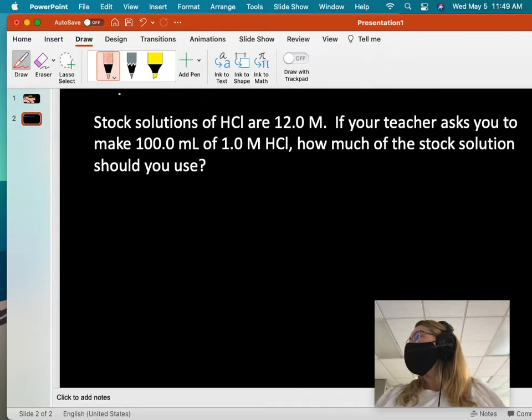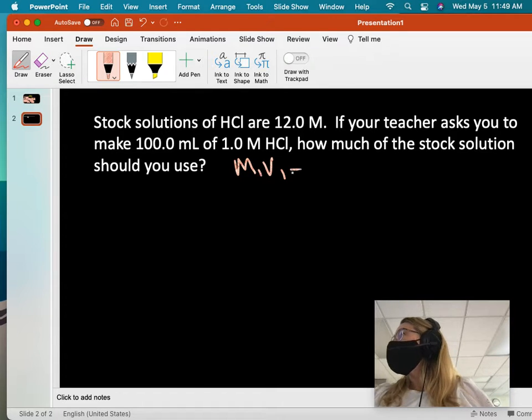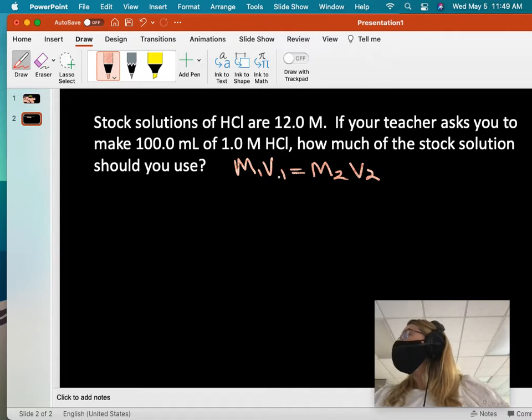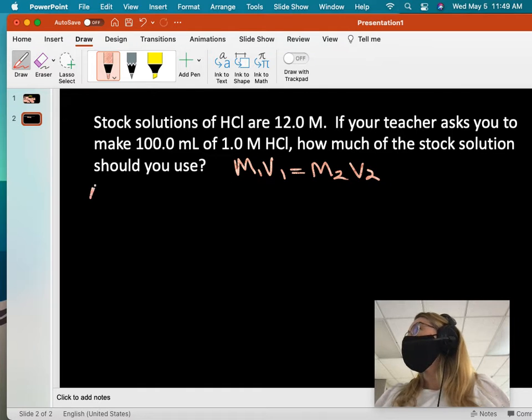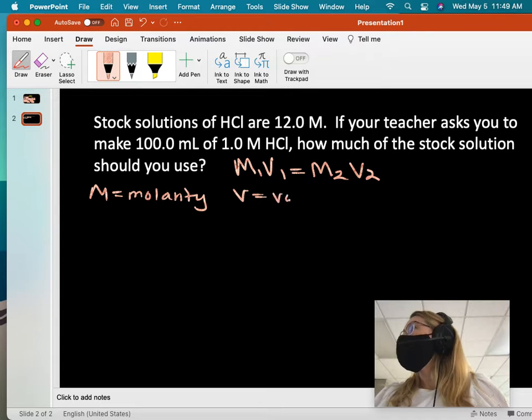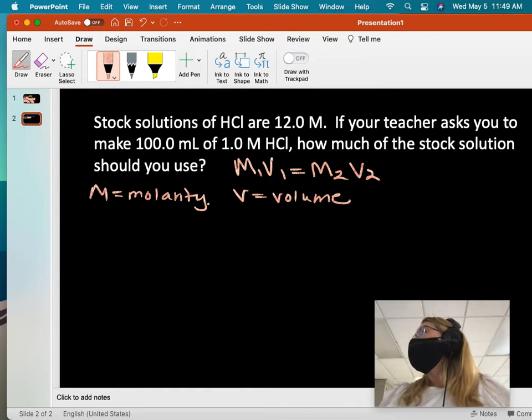solution should you use? So this is going to be using our molarity equation, which is M1 V1 equals M2 V2, where M stands for molarity and V stands for volume. An important thing to know is that the volume can be milliliters or liters. Either one works perfectly fine. M does need to be molarity though, but in general, you tend to already know that for these types of problems. It's not something that you have to solve ahead of time. It's usually something that you already know.